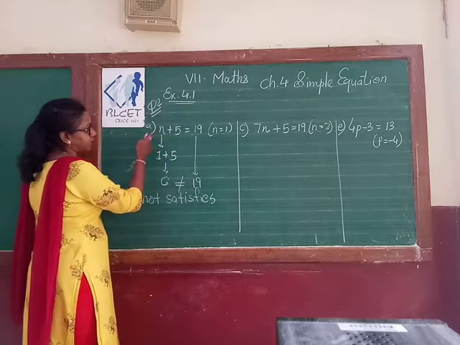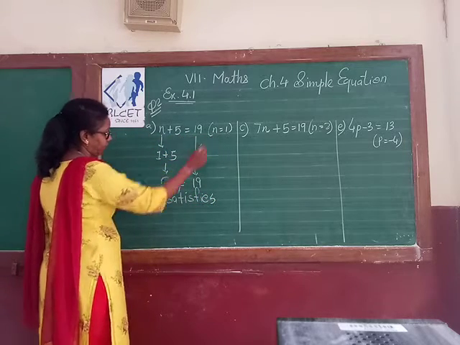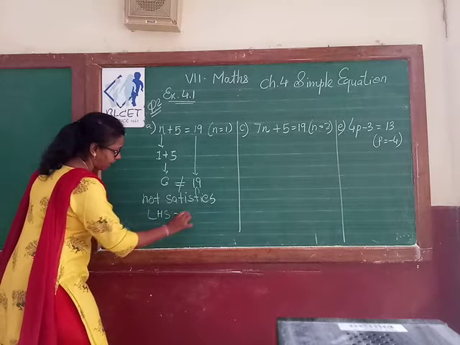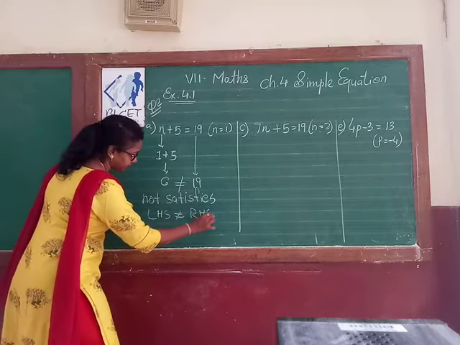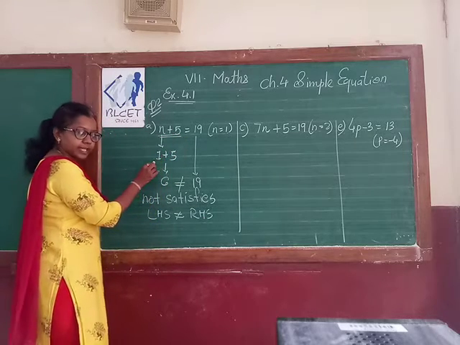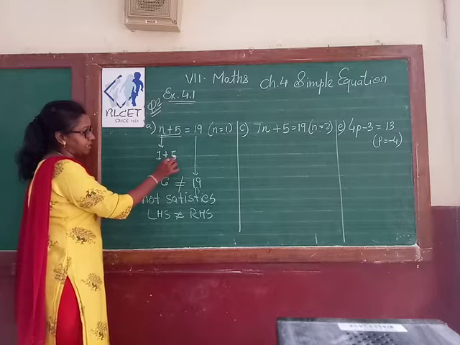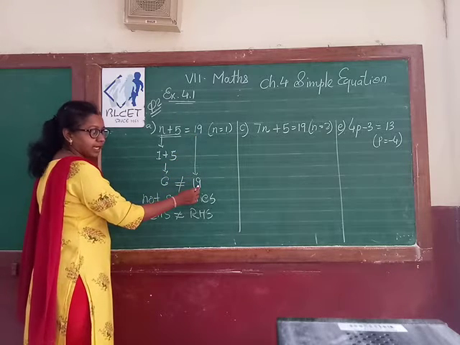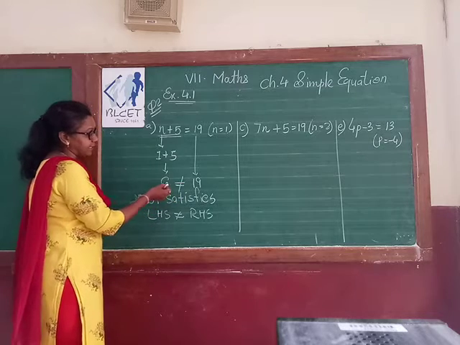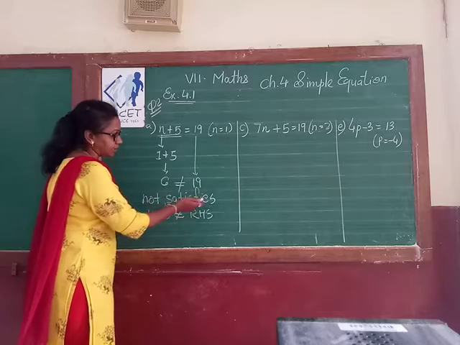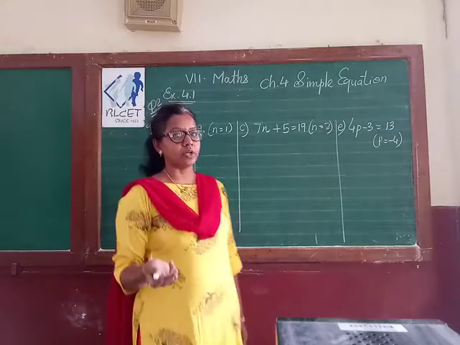So this is your LHS part, this is your RHS part. So LHS is not equal to RHS. This portion is your LHS. When you keep the value n is equal to 1 over here, n plus 5 will give you 6. And what is your RHS? RHS is equal to 19. We cannot say that 6 is equal to 19. So 6 is not equal to 19. So our condition is not satisfied. LHS is not equal to RHS.